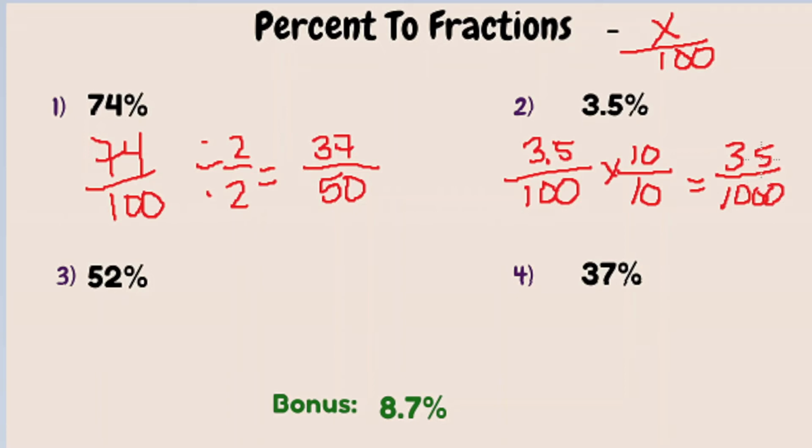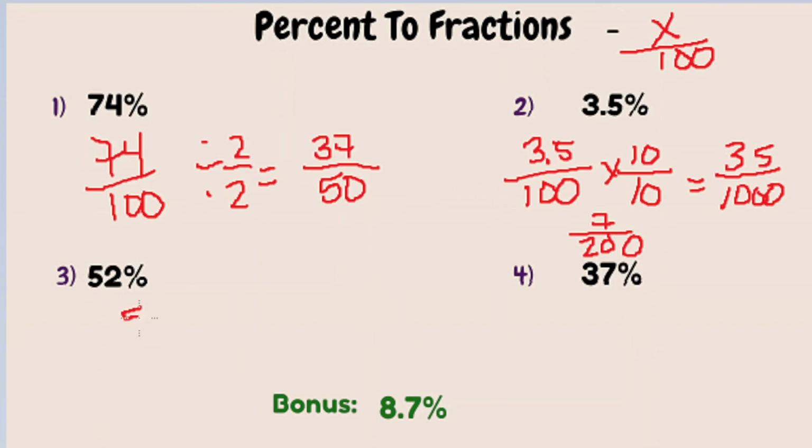You can see the numerator ends in 5, denominator ends in 0, so they're both divisible by 5. So let's divide by 5 and see if we can't reduce this down. 35 divided by 5 is going to be 7. 1,000 divided by 5 is going to be 200. So 7 over 200 is 3.5% in fractional form.